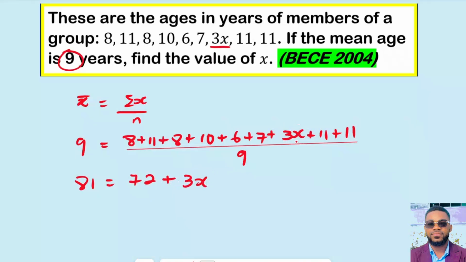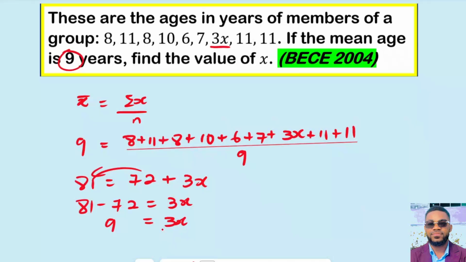You should know that we cannot add 3x to 72 because they are not like terms. So at this point, what do we do? We just have to subtract 72 from both sides. Or we just take 72 to this side. So that's going to be 81 minus 72 equal to 3x. 81 minus 72 will give us 9. So we have 9 equal to 3x.